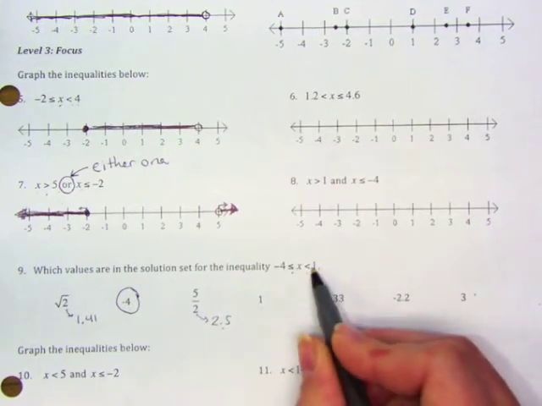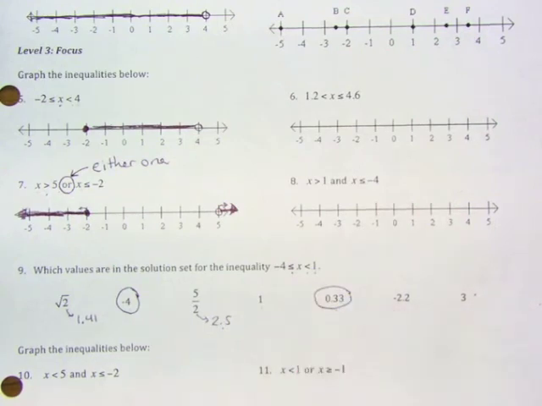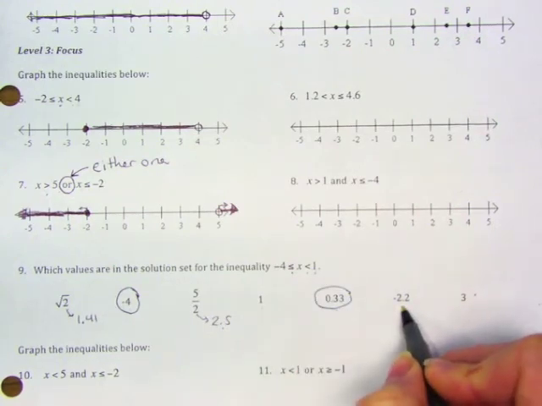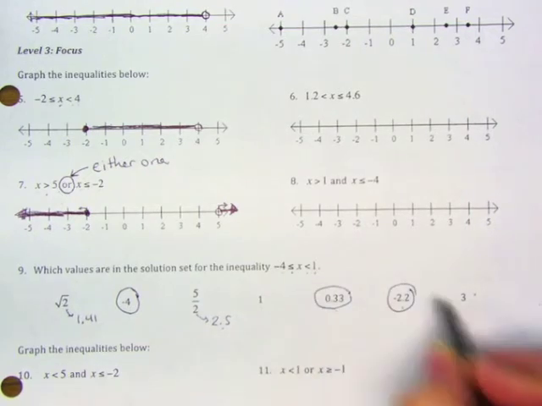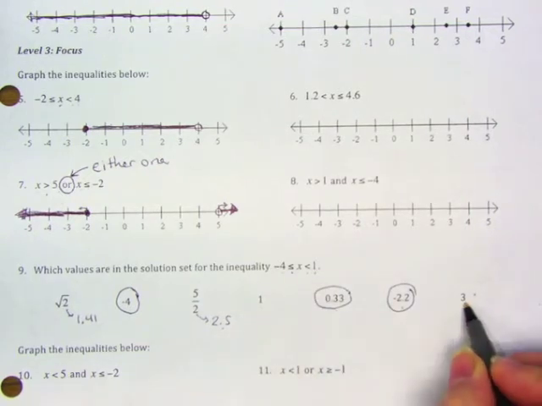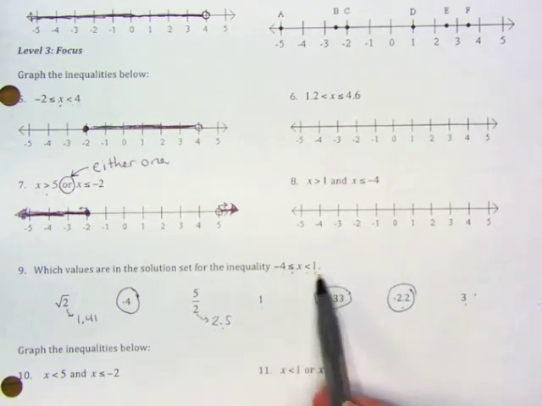0.33, that is less than 1 and it is greater than negative 4, so yes, that is in our solution set. Negative 2.2, that's greater than negative 4, it's less than 1, that's in our solution set. 3 is bigger than 1, so it's outside of our solution set. So only these 3 values of the ones we're given are part of the solution set for this compound inequality.